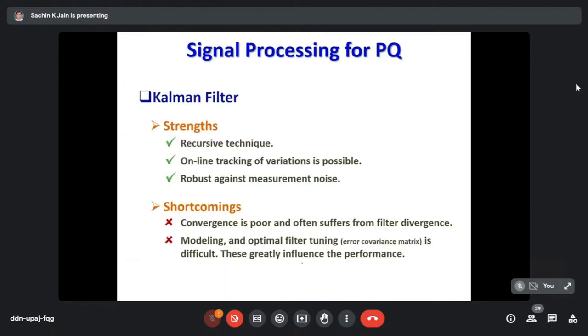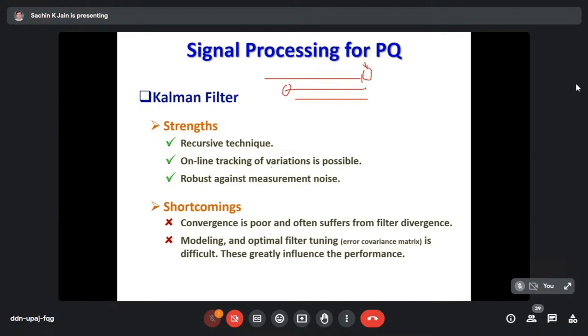Kalman filter, again a very popular and very useful technique, which has very versatile applications. One of its biggest advantages, which is not there in any of the earlier methods that I have discussed, the Fourier transform, wavelet or Prony method, is that it is recursive in nature. Recursive means the previous results which you have with you will be used, and with the next new value, you just discard the old value and use the new one to update your results. So it is good for dynamic performance.